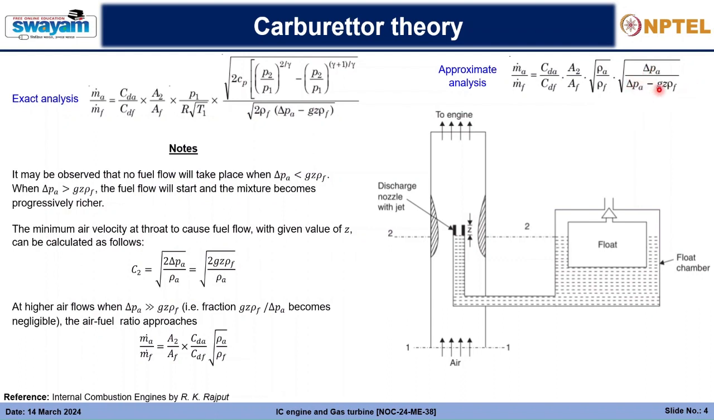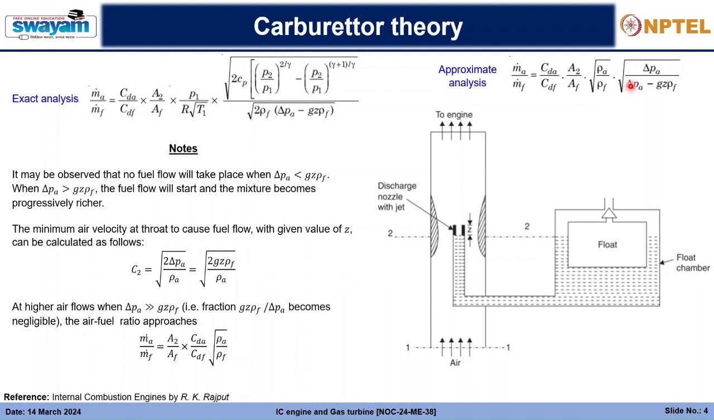That's why delta PM minus g z_jet rho_f. And that is also dependent upon the area of the throat and the area of the fuel nozzle, and the discharge constants of the venturi and the discharge nozzle. So the approximate analysis tells that the mass of air to fuel is dependent upon these variables. If we have these values, then we can directly calculate the air fuel ratio.